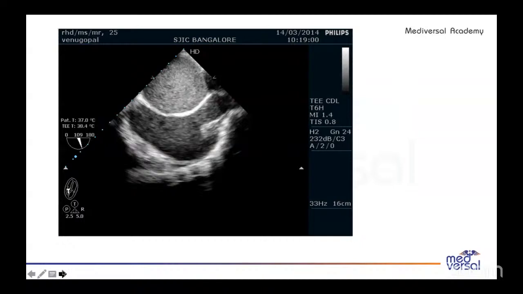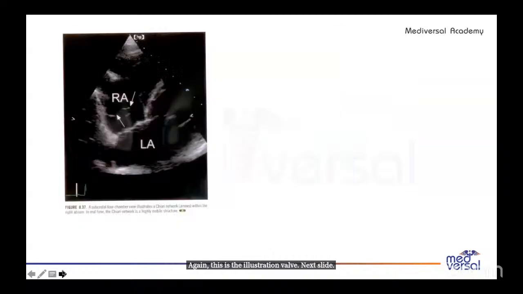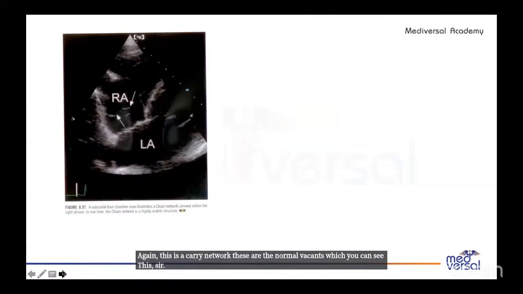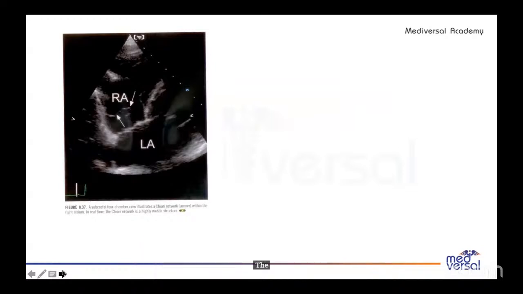Again, this is the eustachian valve. Next slide. Again, same. These are the Chiari network. These are the normal variants which you can see. These are the previous veins which have become fibrosed after the baby is born. Next slide. So crista terminalis, normal appearance in the RA.